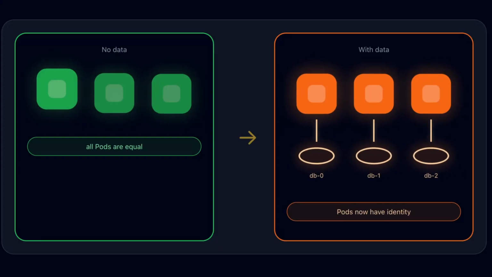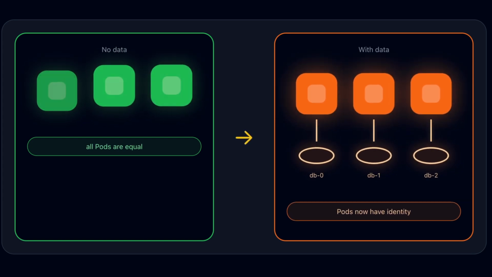Now let's change one thing. What if your pod has data? For example, Kafka, Postgres. Now suddenly all the pods are not equal anymore. You now need stable identity, stable network name, stable storage, and Deployments give you none of that. This is where StatefulSets come in.